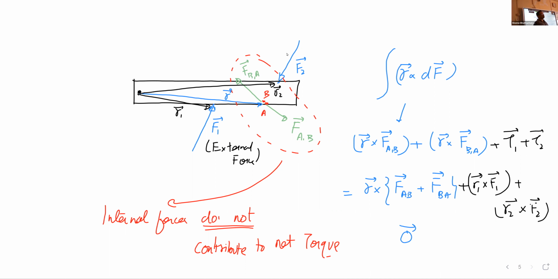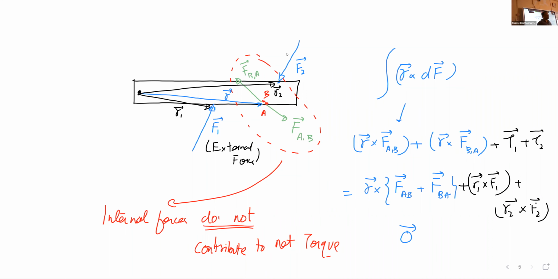So it is summation R cross F for only the external forces, and that will be equal to the moment of inertia of the body into the angular acceleration. So that gives us the relationship between how angular acceleration is generated because of the application of external forces. And how exactly are the external forces contributing? They are contributing according to this term R cross F.